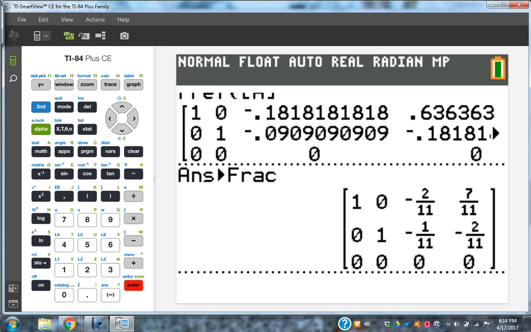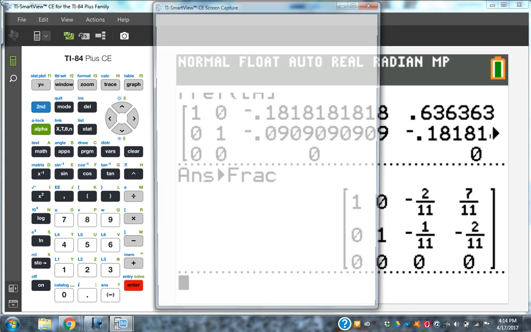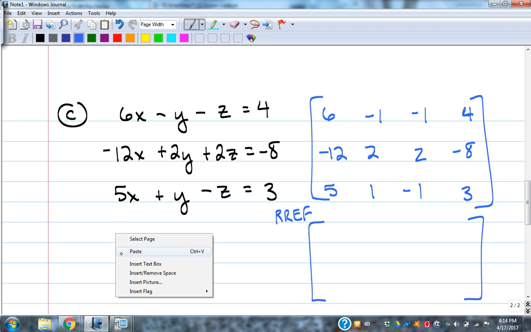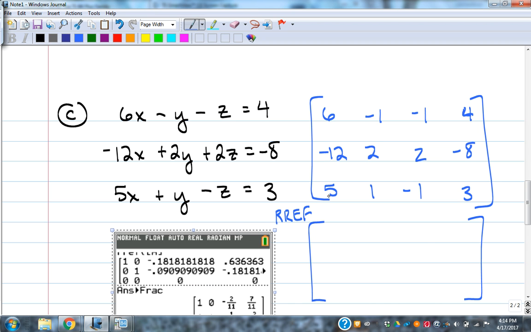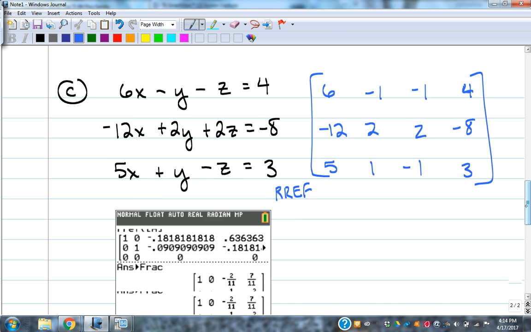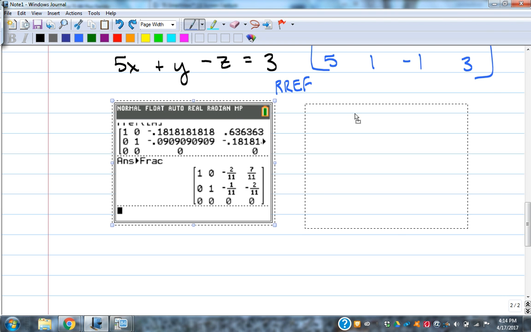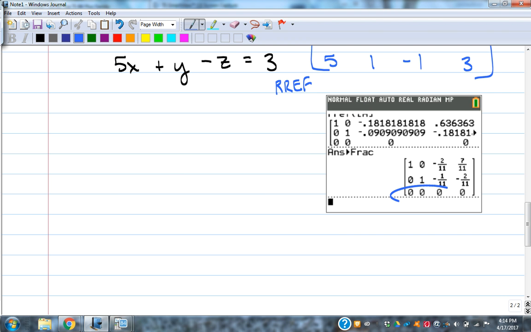And the biggest thing to look at here is the fact that that bottom row looks pretty suspicious. And then so scroll down here, we can see that that bottom row has all zeros on the bottom. And if that's what's happening, then what that tells us is this is infinitely many solutions.